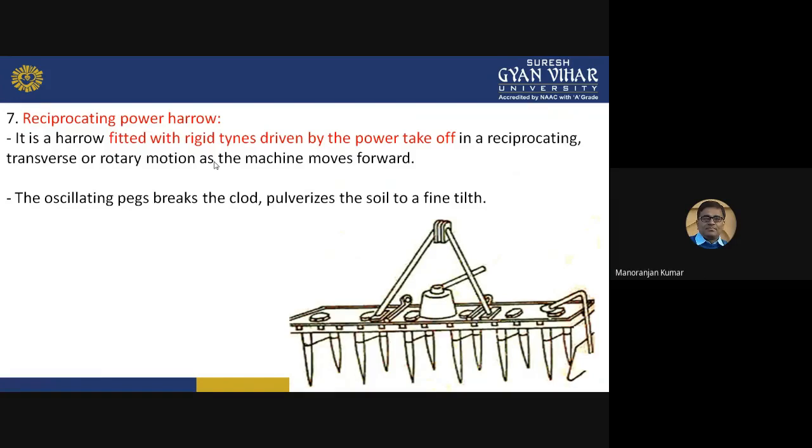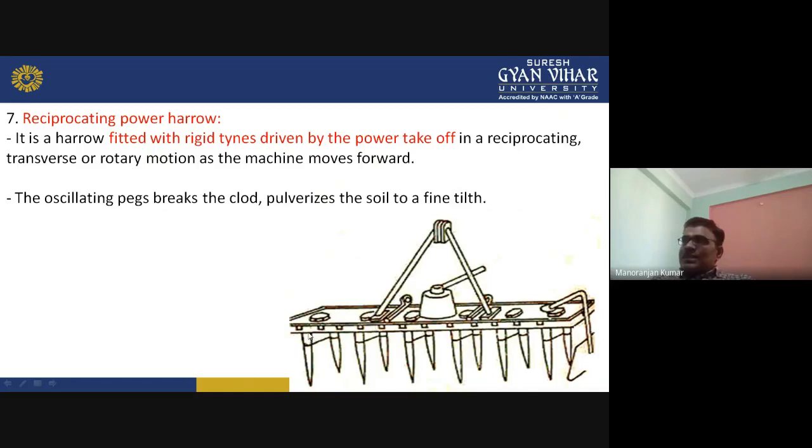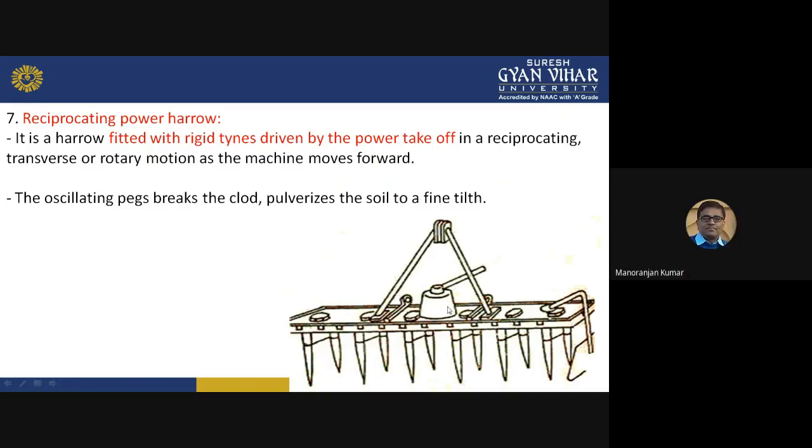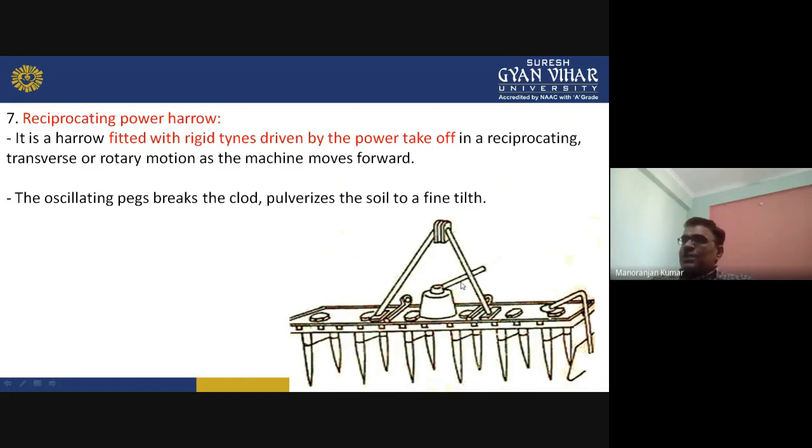The next type of harrow is the reciprocating power harrow. It is driven by power. It is a harrow fitted with rigid tines, and these tines are driven by the power takeoff. This is connected to the power takeoff, which is the PTO of the tractor.